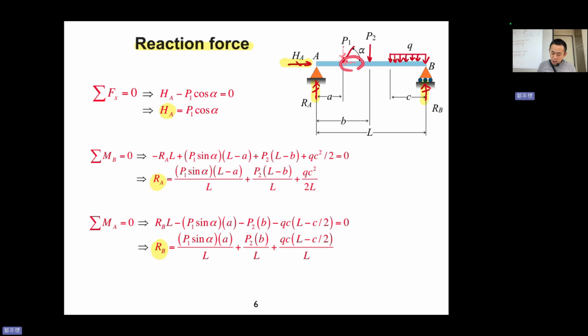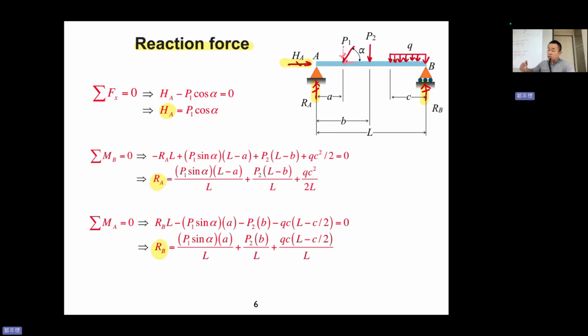Of course, the P1 for horizontal, this part is P1 cosine alpha, okay? P1 cosine alpha. So HA is positive, you assume that positive, and this is negative direction. So HA minus P1 cosine alpha equal to 0. So HA equal to P1 cosine alpha. Very easy, right? So this is the X direction, horizontal direction force balance.